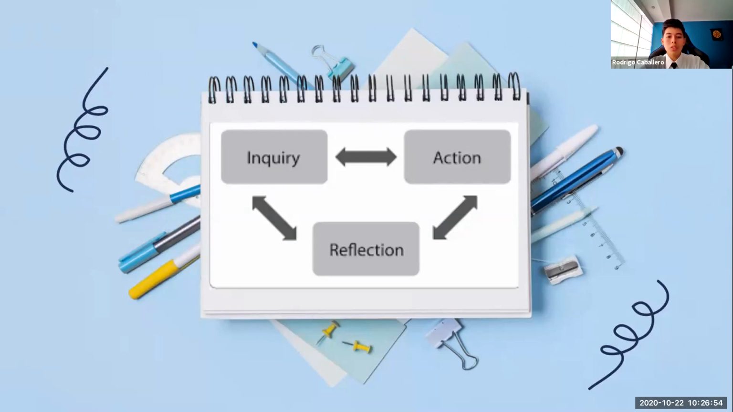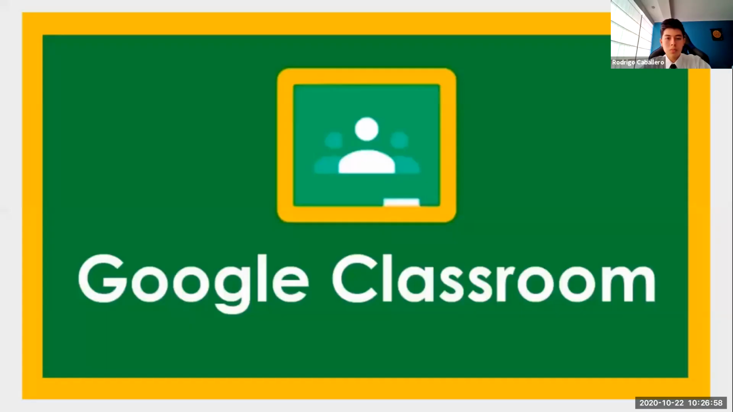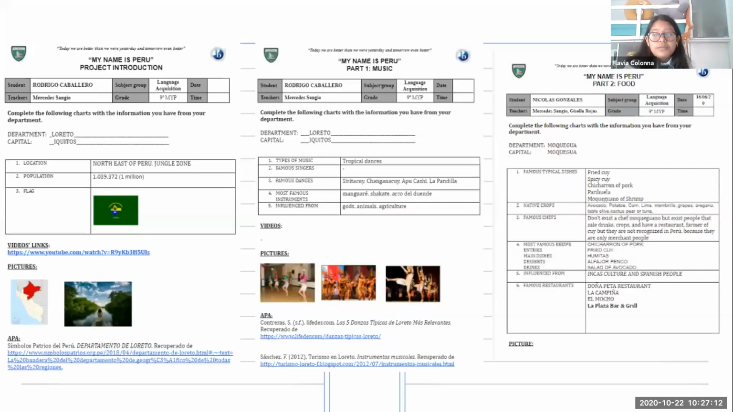But Flavia, can you tell us how do we send these worksheets to the teacher? Of course. One of the most important tools we used during this term was Google Classroom. Google Classroom is an internet platform that helps the teacher send us some worksheets and then we could send them back. For example, researching about our department, we did several worksheets about some traditions that we needed to know about. For example, about the music, the food, some dances. Here you can see some examples.